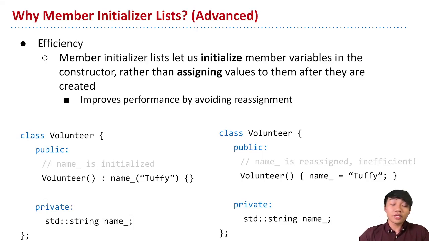So you can see that there's a minor difference here. On the left, we're initializing for the very first time because we're using the member initializer list. name underscore gets set to the value Tuffy immediately. Whereas on the right, name underscore is going to be set to some value by default first, and then we're going to invoke the volunteer constructor and reassign whatever was stored in the string at the very beginning, and then we reassign name underscore to the string Tuffy. So there's a little bit of a performance benefit that we get by using member initializer lists because we're avoiding that extra step of reassignment.